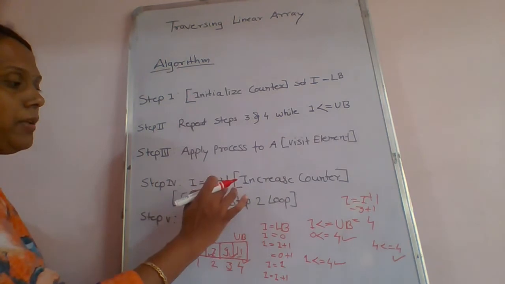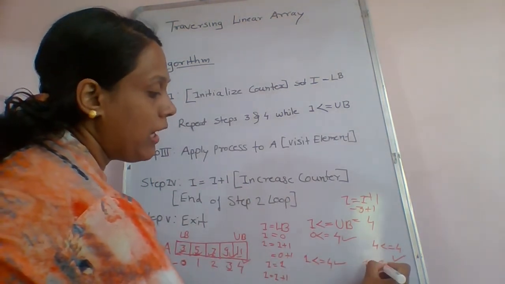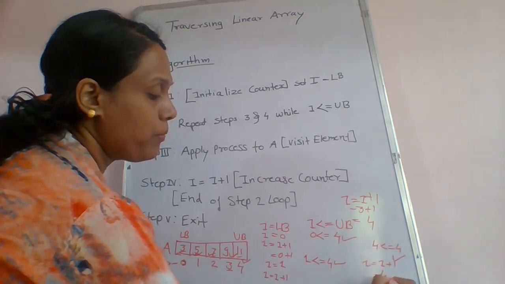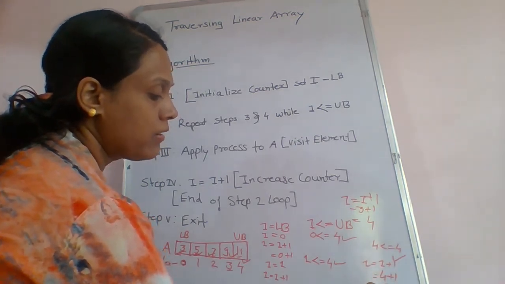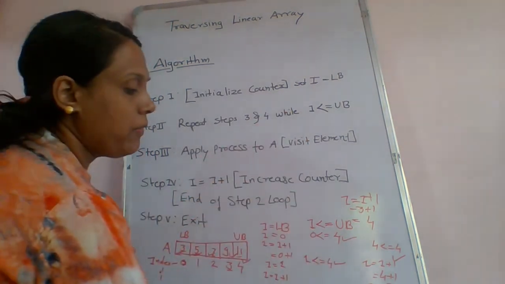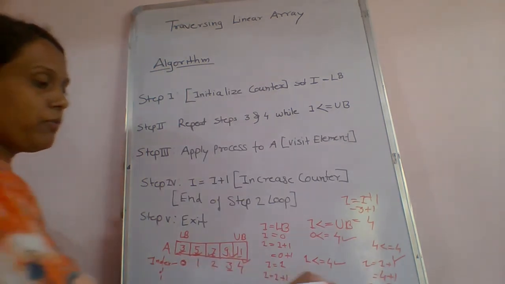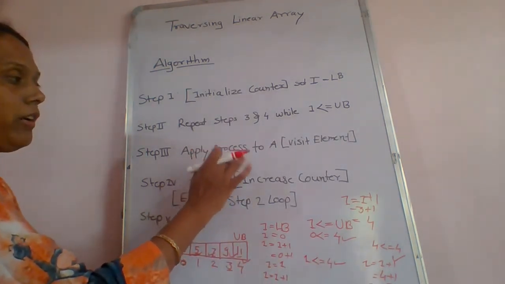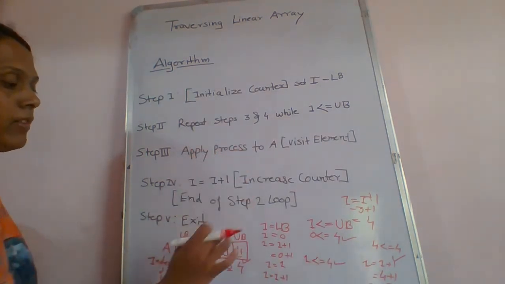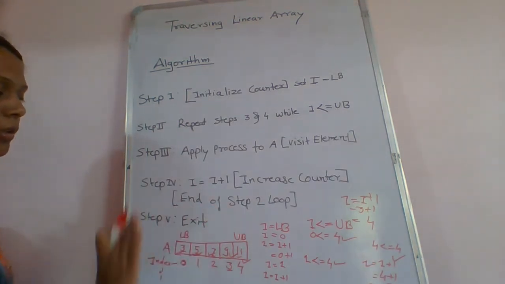Now again it will come and check. I equals I plus 1, that is 4 plus 1. I becomes 5. Now it will check the condition: 5 is less than or equal to 4. The condition becomes false. So it will not enter the loop. It will come out of the loop and exit the loop.